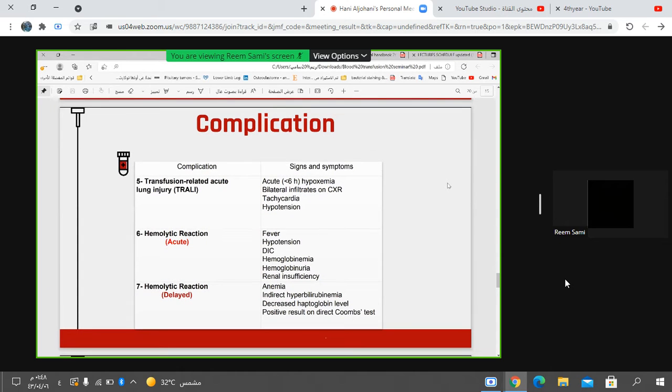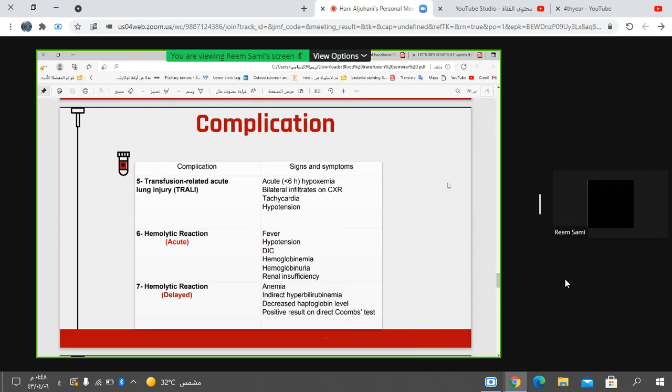The other complication is transfusion-related acute lung injury. In this, your patient will come with acute hypoxemia within 6 hours, bilateral infiltrates on chest X-ray, tachycardia, and hypotension. And why does this happen? It occurs when donor antibody attacks the recipient leukocyte, leading to immune complexes that deposit in the pulmonary capillary beds.